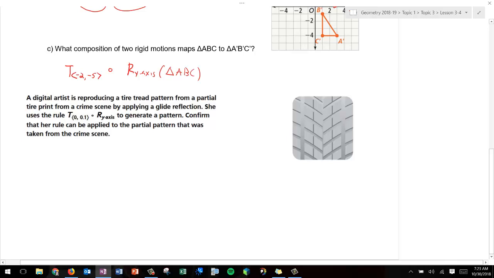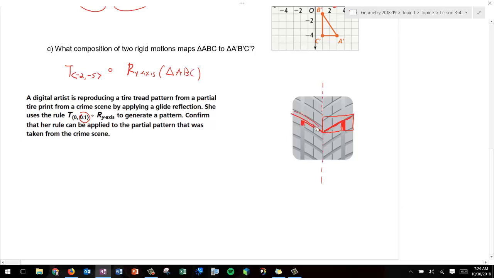So here, she said she uses the rule reflection over the y-axis and then a translation up just a little bit, 0.01, to recreate the pattern. So what I'm going to do is take just a selection of it. If I look just at that piece there, and I'm going to really even highlight it just to this little section, if I were to reflect that across the y-axis and then slide it up ever so much, it would fall right into place.